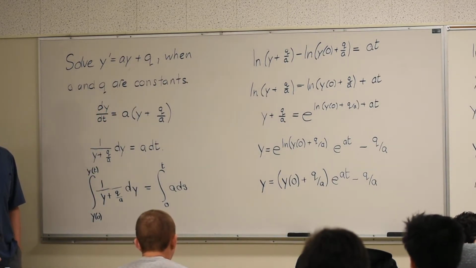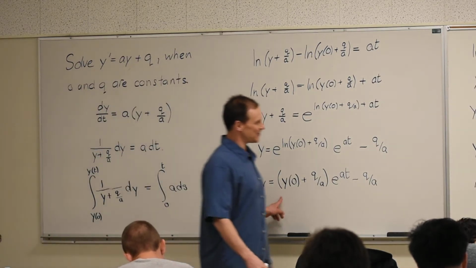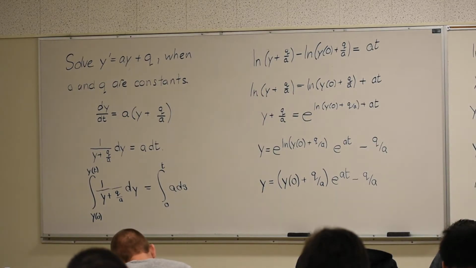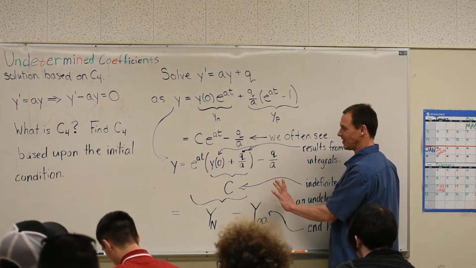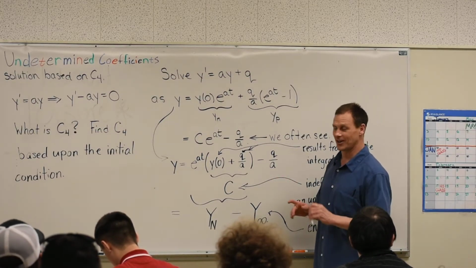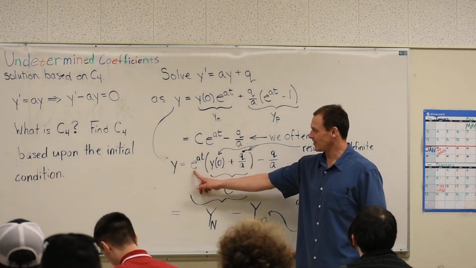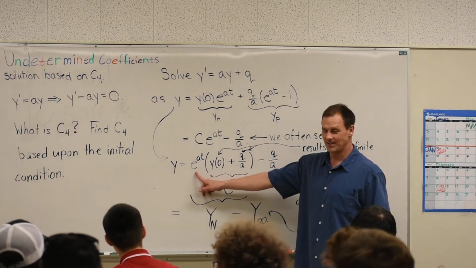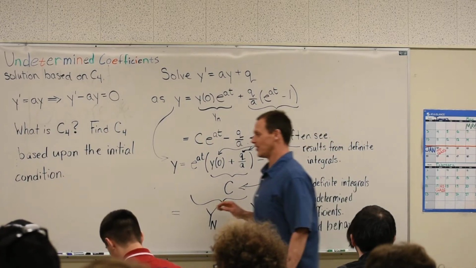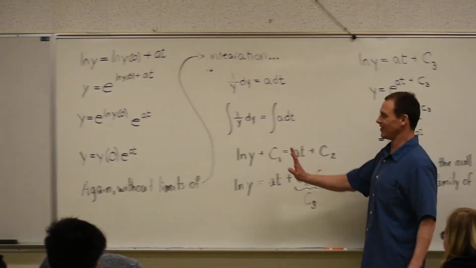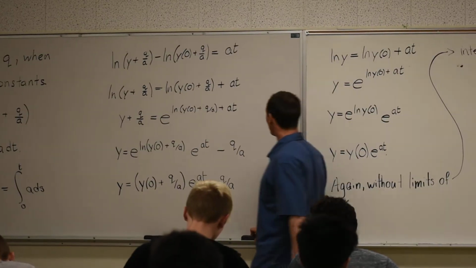Look at what we have. This is that exact same thing. So you can see if you've done this, even using indefinite integrals, you would arrive at c, e to the at, minus q over a. That would have given you the c. Exact same result. And here it is, all nicely laid out for you.